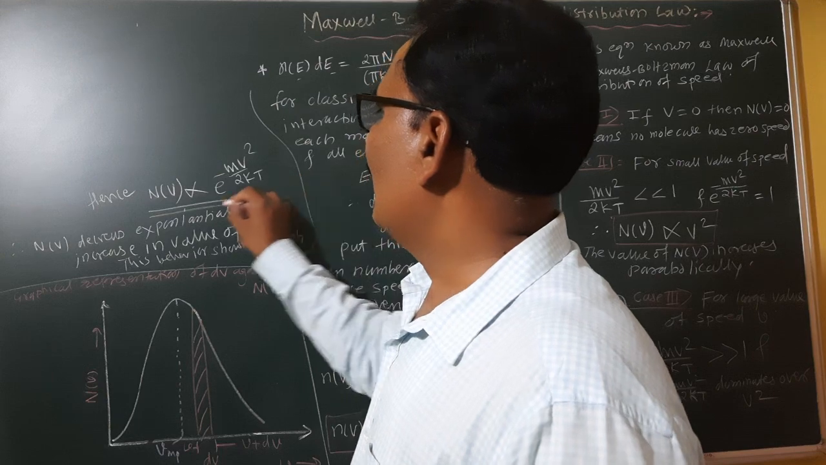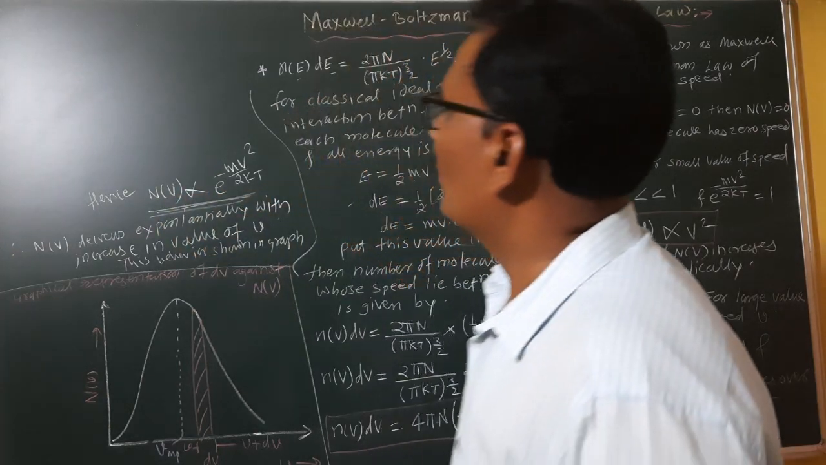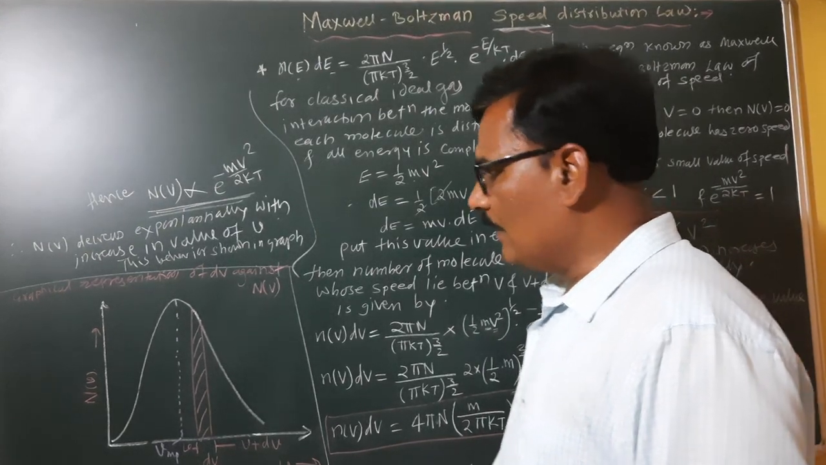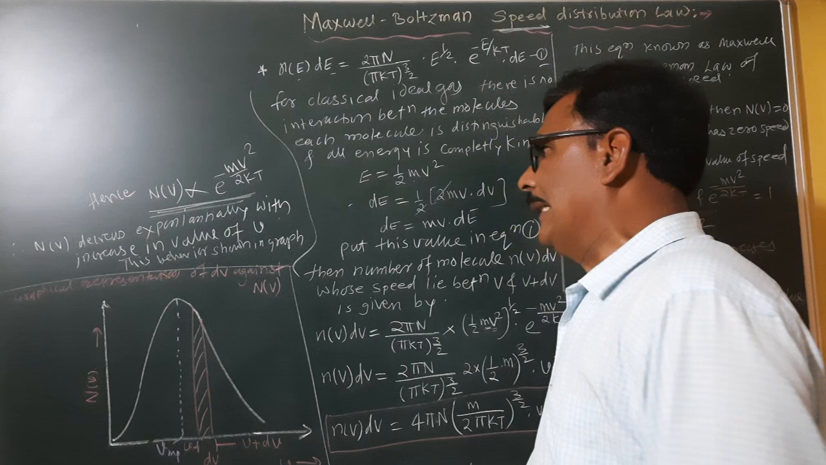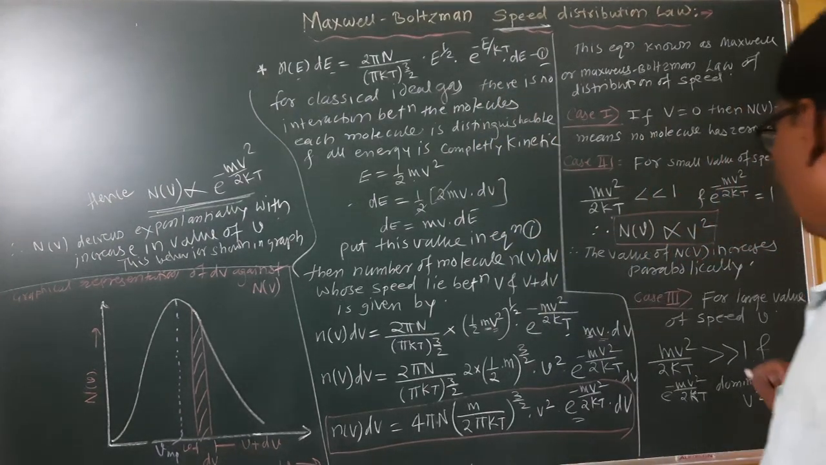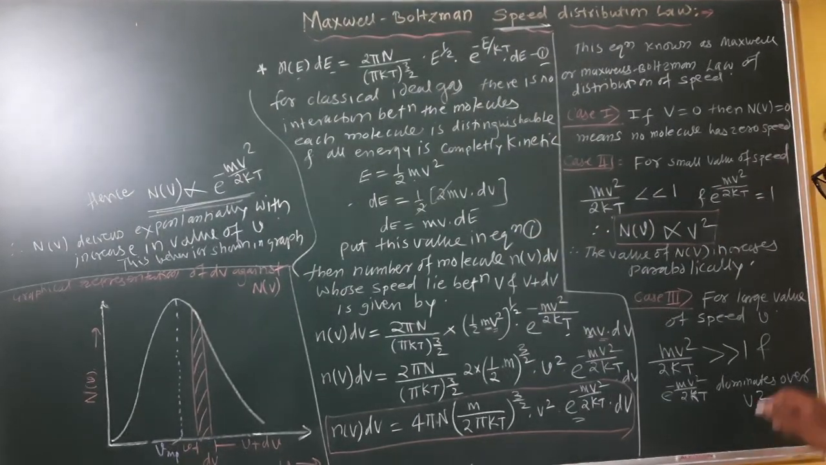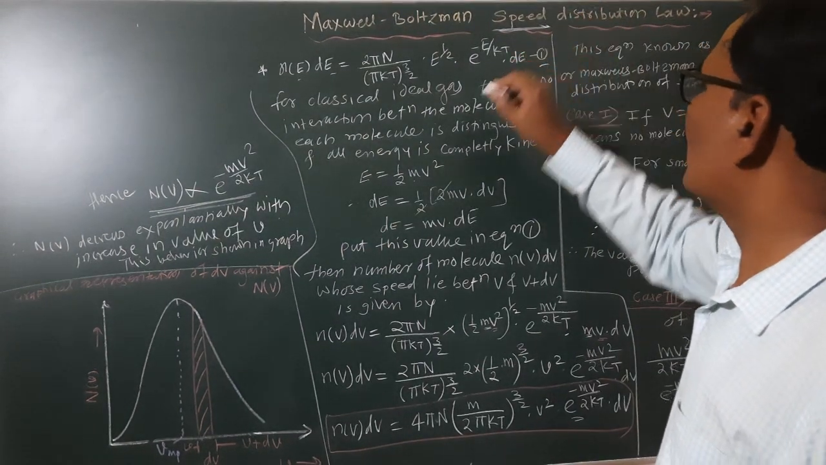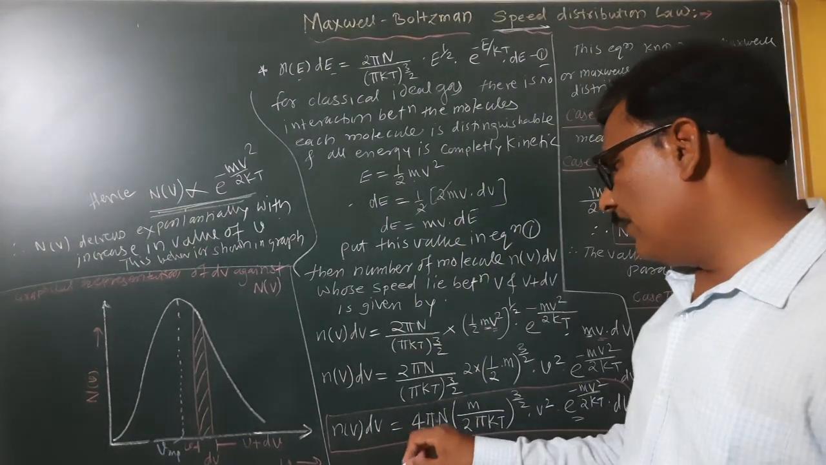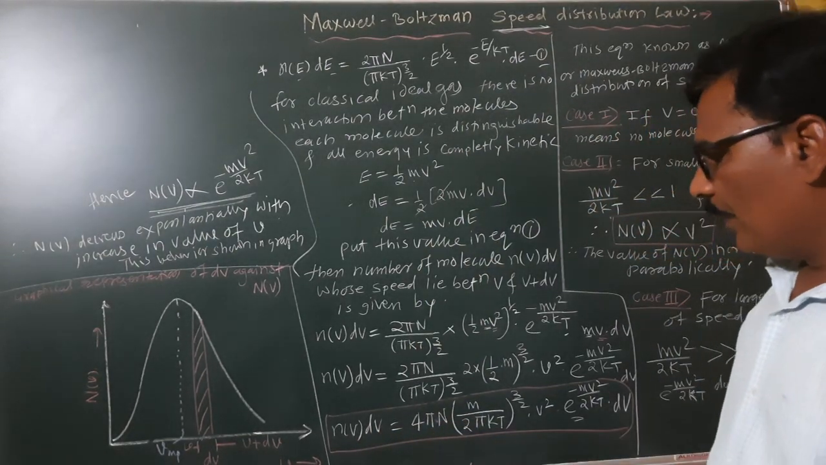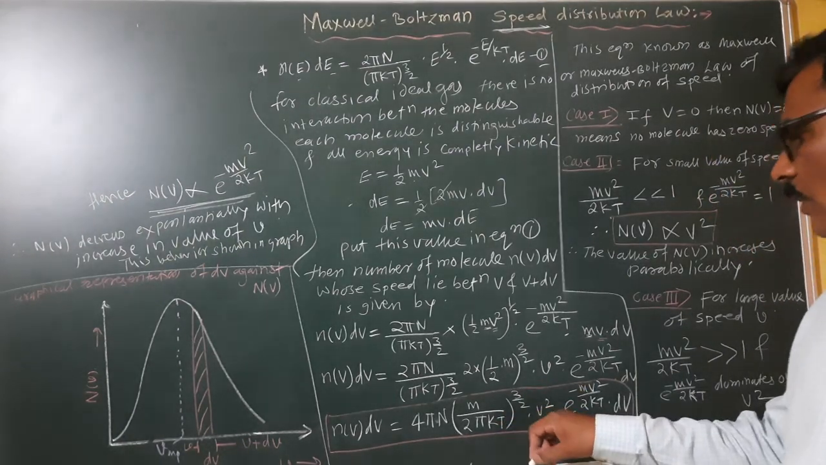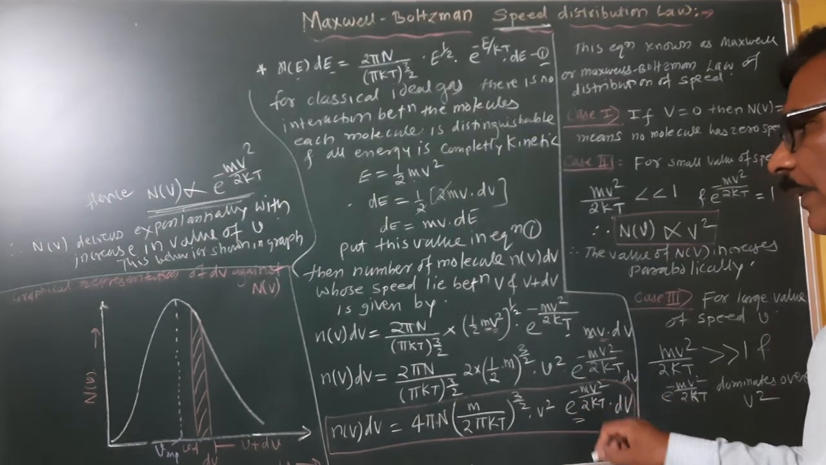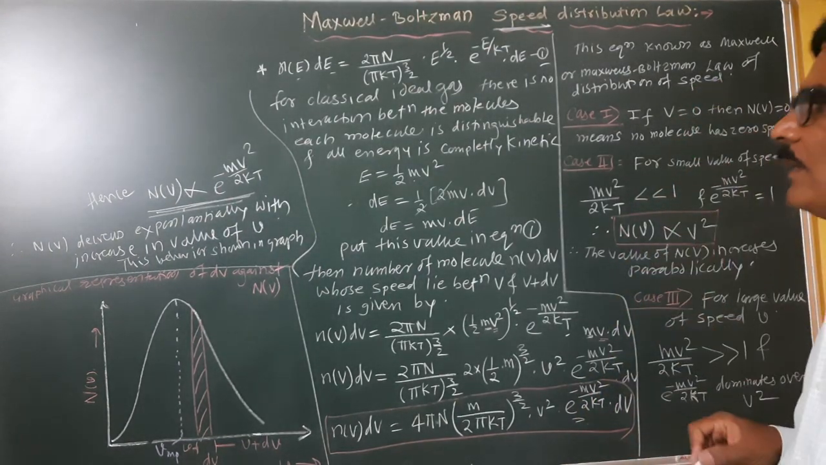This is the condition: n of v is directly proportional to e raised to minus m v square upon 2 k t. This is the exponential nature we observe in case number 3, if m v square upon 2 k t is very much greater than 1. This law is called the Maxwell speed distribution law, that is n of v dv is equal to 4 pi n into m upon 2 pi k t raised to 3 by 2 into v square into e raised to minus m v square upon 2 k t into dv. From this equation, we explained these three cases.